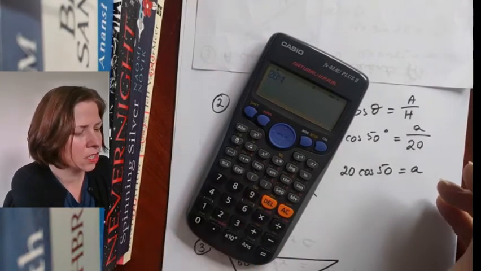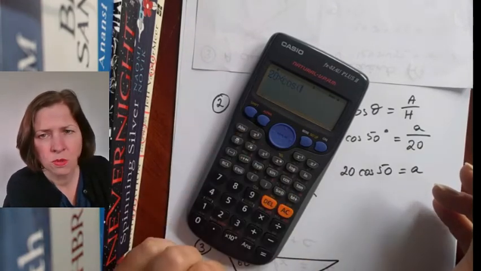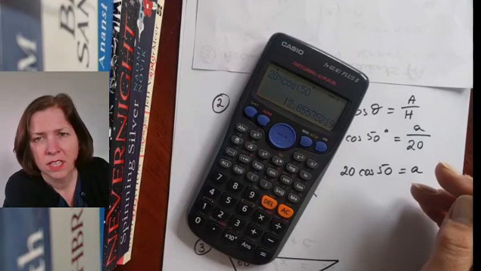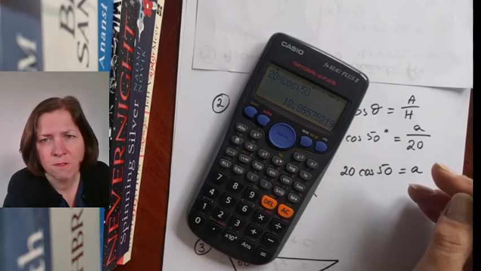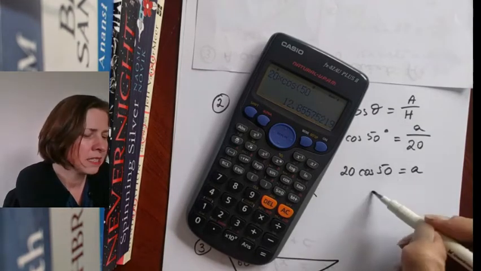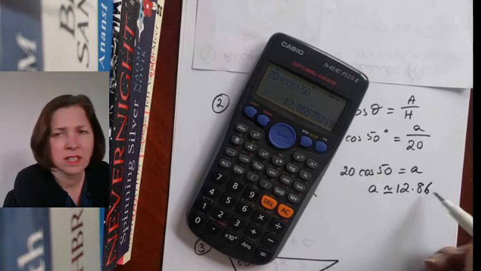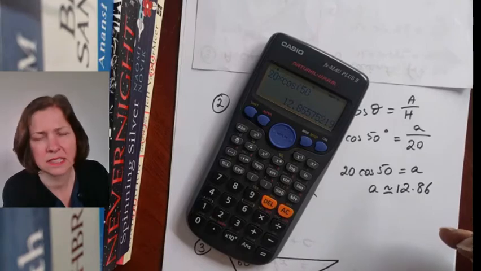I will type in the times just to be safe. 20 times cos 50 equals 12.8557. Let's go to 2 decimal places. A approximately equals 12.8. That will round up to 6, 12.86.